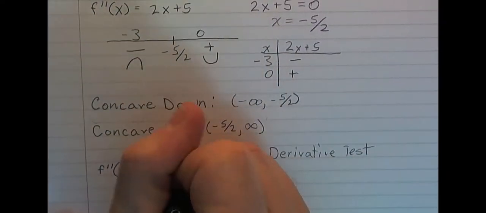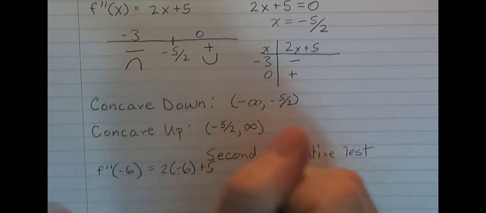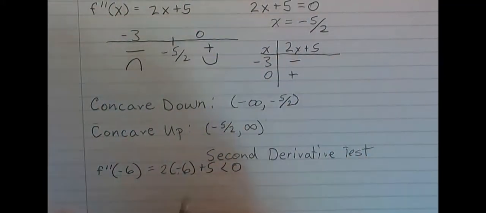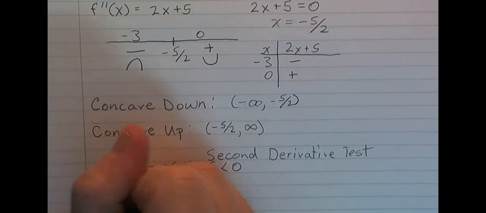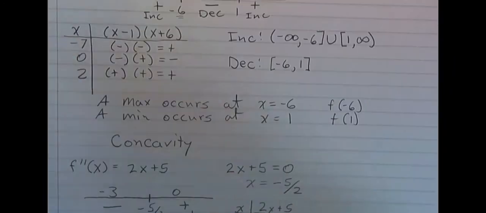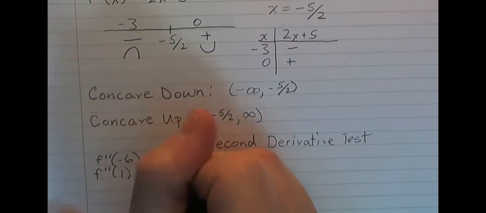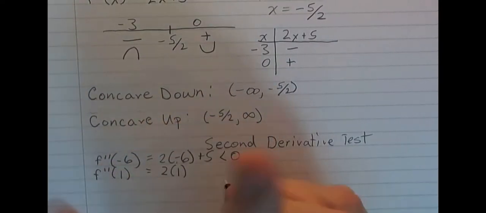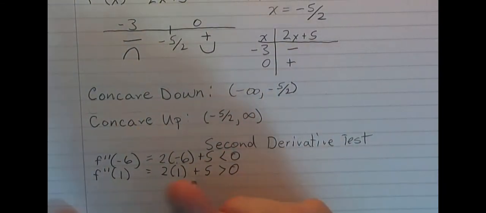So here we go. 2 times -6 plus 5. Yeah, that's definitely less than 0. So yes, the second derivative test confirms, yeah, there's a max there. Now what about f double prime of, what was that other one? It was 1, x equals 1. Well, if we put that in, we get 2 times 1 plus 5, and yeah, that's definitely bigger than 0, so a min occurs there. So that's the second derivative test.